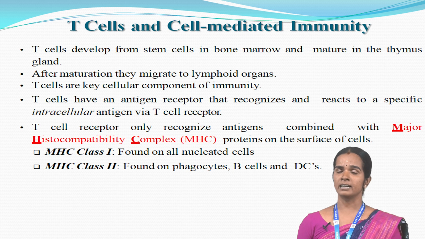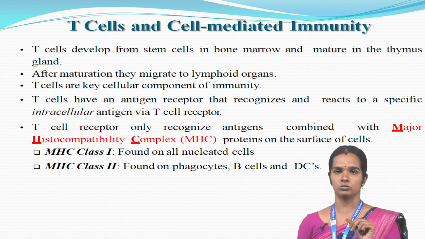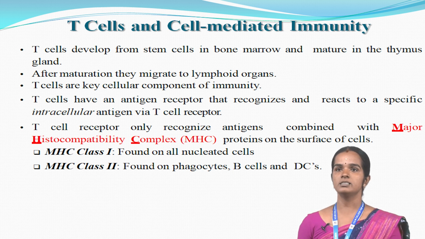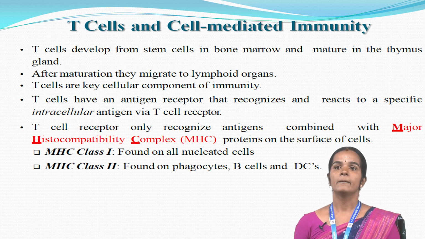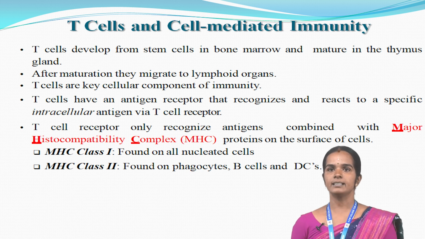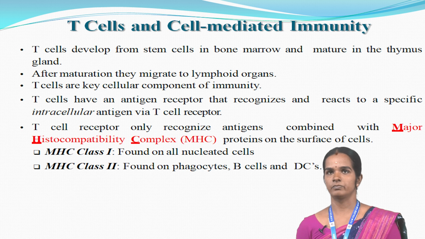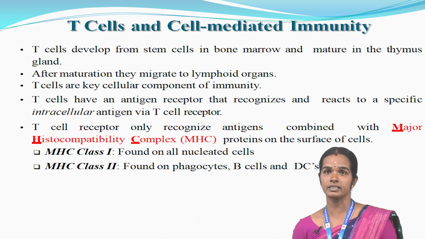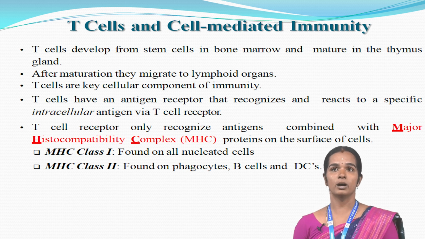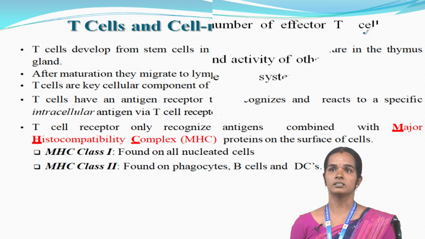MHC contains two types. One is MHC class 1, the other one is MHC class 2. MHC class 1 is found on all nucleated cells. MHC class 2 is found on phagocytes, B cells and dendritic cells. This is the overall structure: T cells only recognize antigen associated with MHC molecules on the cell surface.